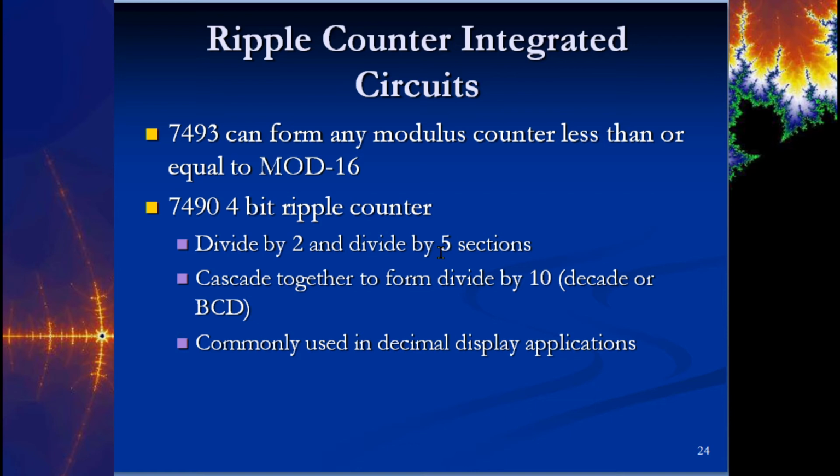Now, you can do it. It gives you the option to have those resets, just like the 7493. But typically, if you're using a 7490, you're using it for a specific application where you want to do a BCD or a binary coded decimal number or a decimal number where you're counting from 0 to 9, 0 to 9, because you don't have to do any extra reset.